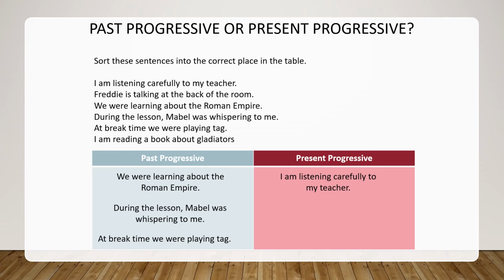For present progressive: I am listening carefully to my teacher. Freddie is talking at the back of the room. And I am reading a book about gladiators. Again, as a reminder, present progressive means it is happening now but hasn't finished yet.